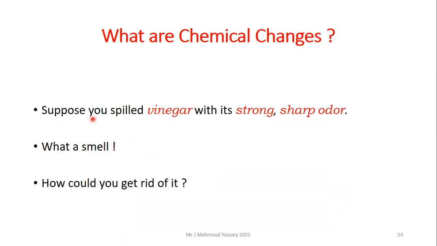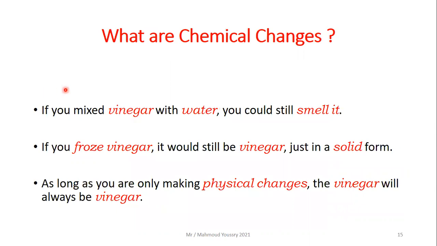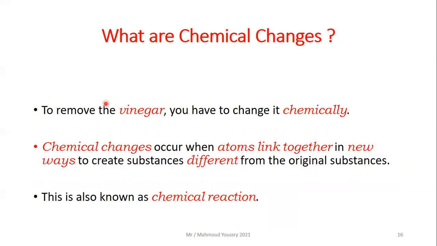What are chemical changes? Suppose that you spilled vinegar with its strong, sharp odor. What a smell, right? How could you get rid of it? If you mixed vinegar with water, you could still smell it. If you froze vinegar, it would still be vinegar, just in a solid form. As long as you are making physical changes, the vinegar will always be vinegar, but you need to make a chemical change. To remove the smell, you have to change it chemically.